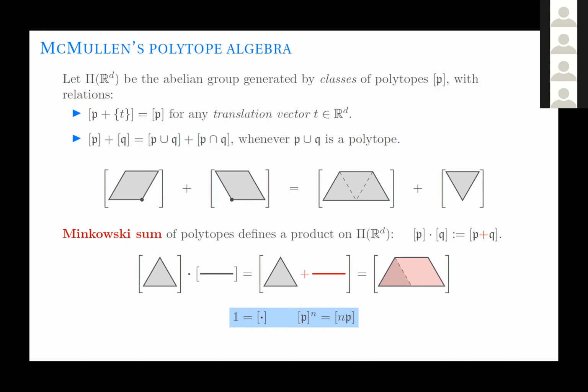We already see with these definitions that there is a unit for this ring so far, and the unit is the class of any point, right? All of the points are the same because they're equal up to translation. And we also see nice identities like this one, for instance. If we take any non-negative integer n and we take the class of a polytope and raise it to the nth power, the resulting class will be the class of the nth dilation of that polytope, so just multiplying every vector by a factor of n.